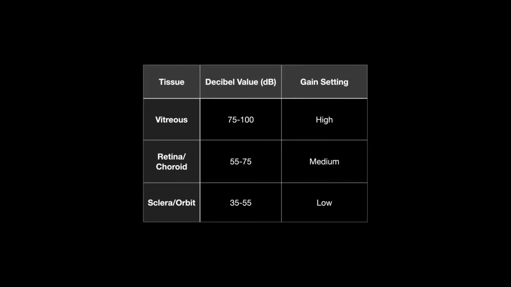When you think about it, what you're looking at will affect what level of gain you want to have set. If you're looking at vitreous things, looking for a vitreous hemorrhage or something like that, you're going to need to turn that gain up. And if you're looking at any retinal or choroidal issues, they're going to be more intense in their signal return, and so you can tolerate a lower gain.